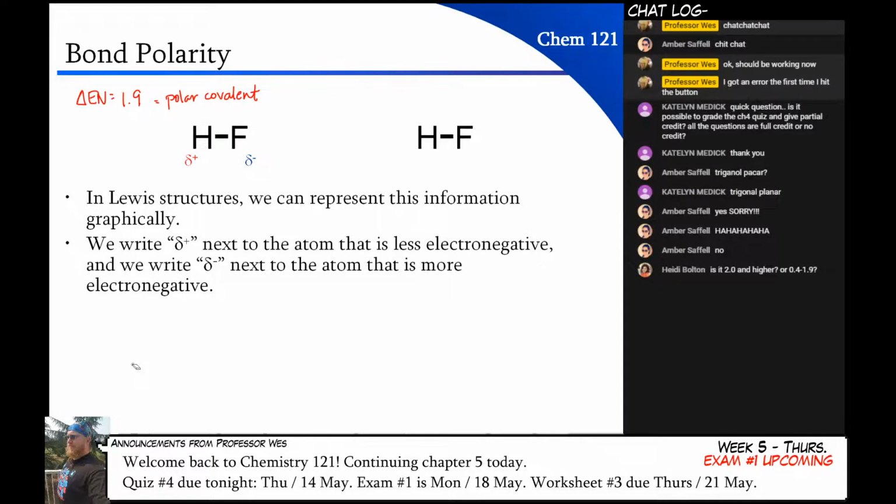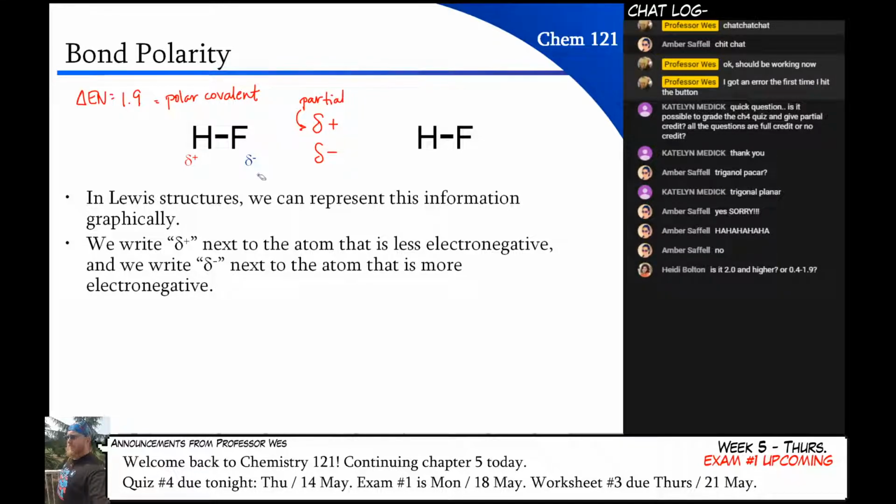The first way is to draw these symbols. This little squiggly D is the Greek letter delta in lowercase. And what we're going to do is put either a plus sign or a minus sign next to the atom that gets more or less charge. You can think of this squiggly D as partial charge. So instead of it being ionic, where we would put a whole charge like this, we're going to put the squiggly D to represent that we only have part of a charge. The electrons are just closer to one side than the other, but not completely transferred. So because H is less electronegative, we would put the partial positive on its side, and fluorine is more electronegative, so we put the partial minus on its side.